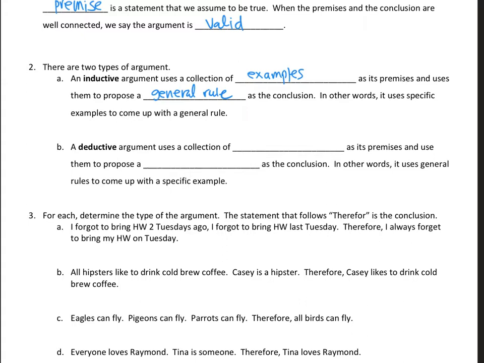The second type is called a deductive argument. It uses a collection of general rules as its premises and uses them to propose a specific example as a conclusion. In other words, it uses general rules to come up with a specific example. All right. In our class, we're going to do mostly deductive reasoning. Let's look at the next questions here.